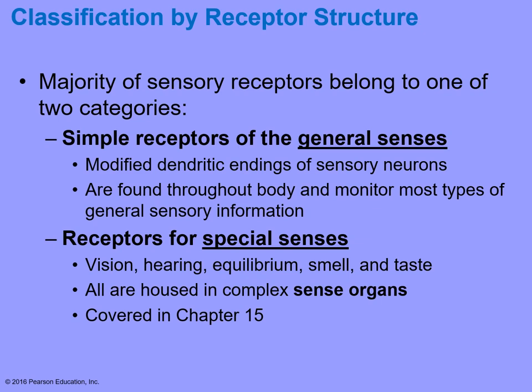So your receptors for vision are going to be in your eye, in the retina. The receptors for hearing are in the inner ear. Equilibrium is in the inner ear. Smell is going to be in the nasal cavity, and taste is going to be in the taste buds, mostly associated with your tongue. We have a special chapter that we will discuss that.